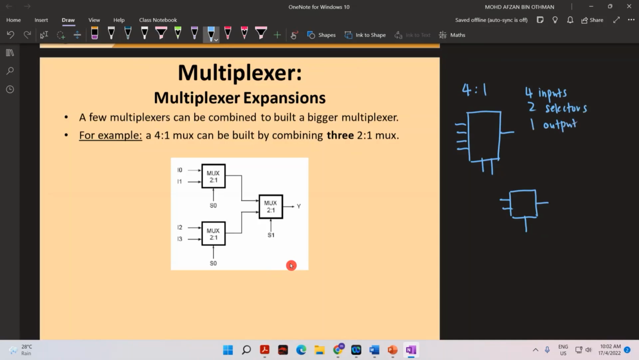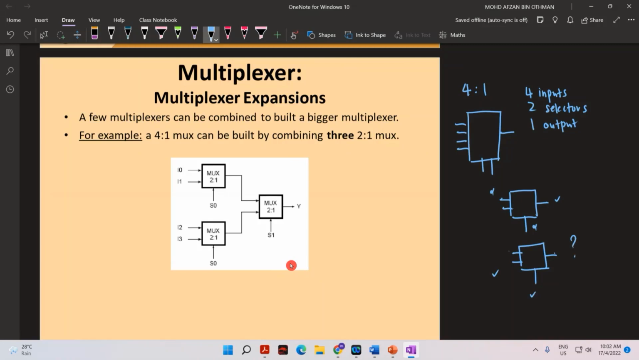Kalau kita pakai 1 2:1 mux, cukup tak? Kalau tengok kat sini hanya ada 2 input, 1 selector, 1 output. Output dah okey. Selector tak cukup. Input pun tak cukup. So you need to have another 2:1 mux. Sambung lagi 2:1 mux. Kalau kita tengok kat sini, ada berapa input? 1, 2, 3, 4. Okay, dah ada 4 input. Selector, 1, 2 selectors. Great. Output, ada 2 output. Dah salah, tak boleh pula.